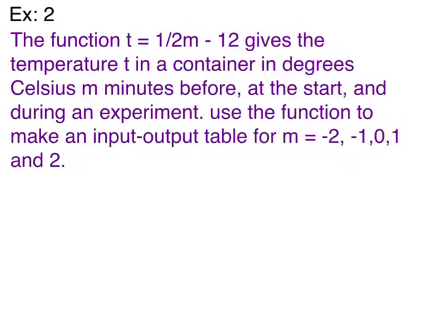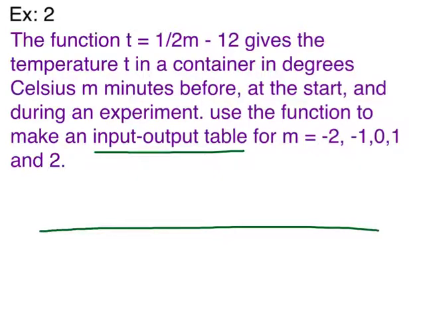So we're going to create an input-output table. And you can do it one of two ways. You can do it vertically or horizontally. I'm going to do it horizontally just because of the time and the space that I have. So I'm going to make my input my m, that's what I'm inputting, and my output is my t. So m is my minutes and t is my temperature. And they tell you exactly what to input. You're going to input -2, -1, 0, 1, and don't forget the 2.